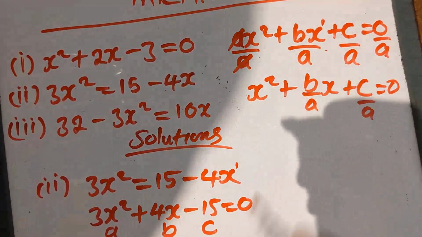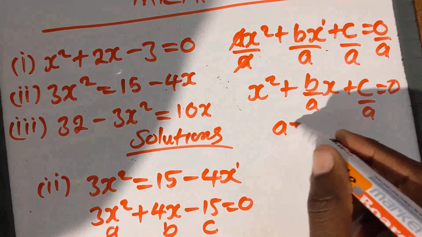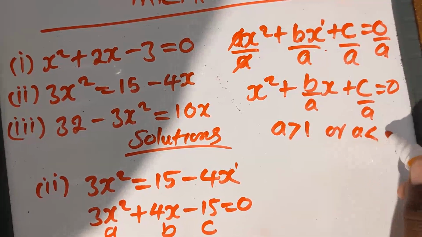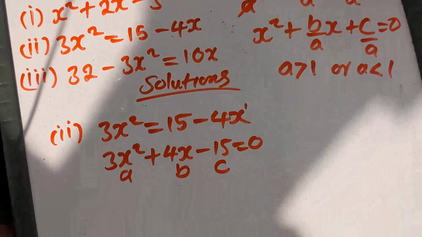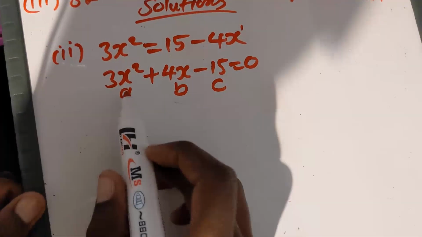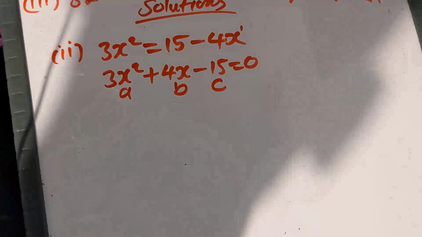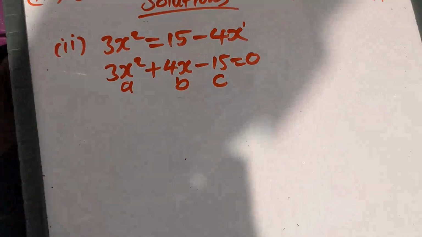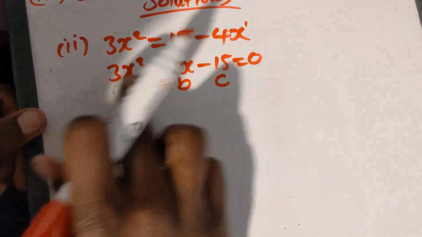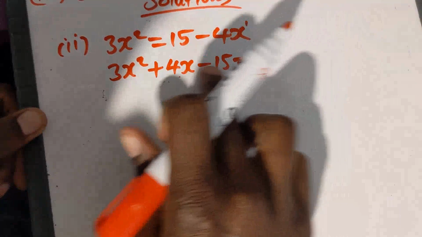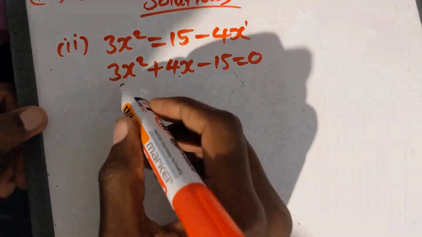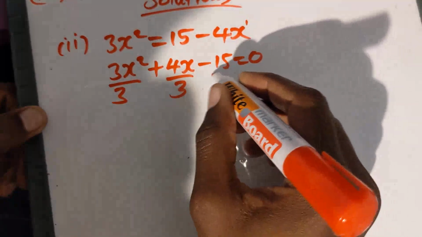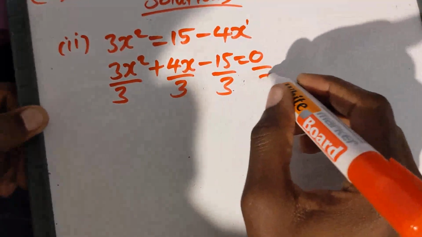If A is greater than 1 or it is less than 1, take note of that. So let's look at our A here. Is it greater than 1 or is it less than 1? So this is greater than 1, okay? So what we are going to do before we start solving it is to divide by the coefficient of A.